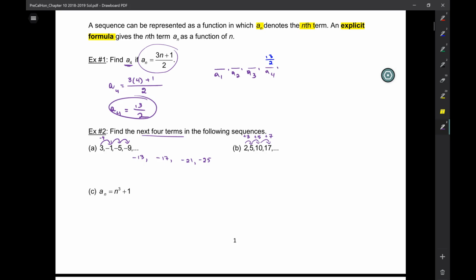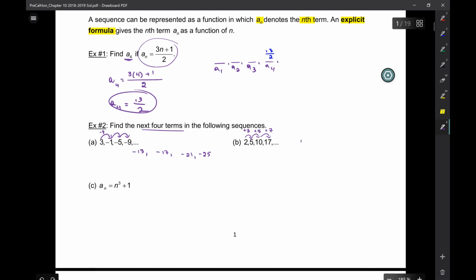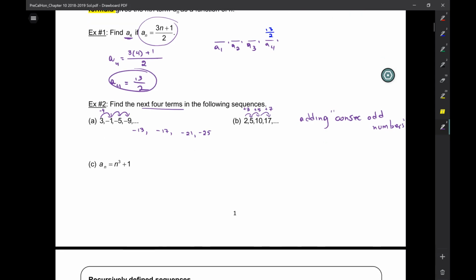So we're adding what? Consecutive what numbers? Odd numbers, right? We're adding consecutive odd numbers. That's a good phrase to know, consecutive odd numbers, for section 4. So what would be the next ones then? 65. Okay?